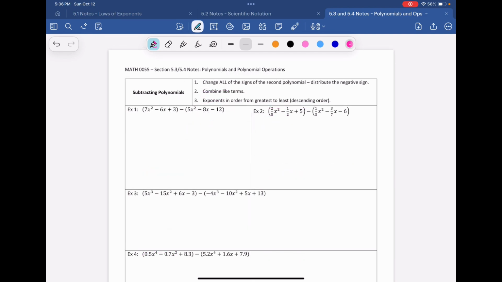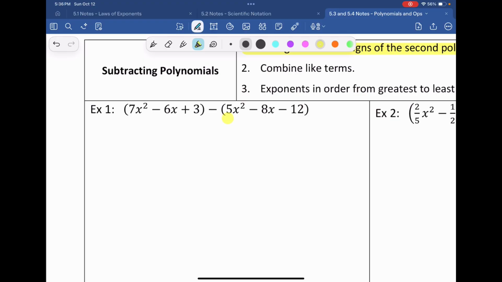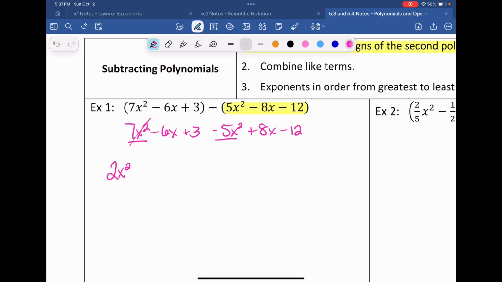All right, subtraction is a little different. You have one step before you can combine any terms. Change all the signs of the second polynomial. Have to. And then it's combining like terms. So my second polynomial, change all your like terms. You're distributing a minus sign. Positive 8x, negative 12. And then it becomes combining like terms again. 7x squared, negative 5x squared. That's 2x squared. Negative 6x, positive 8x, 2x. Positive 3, negative 12, negative 9.